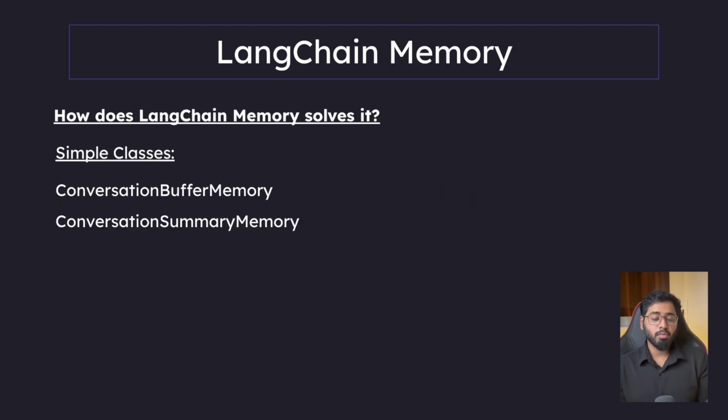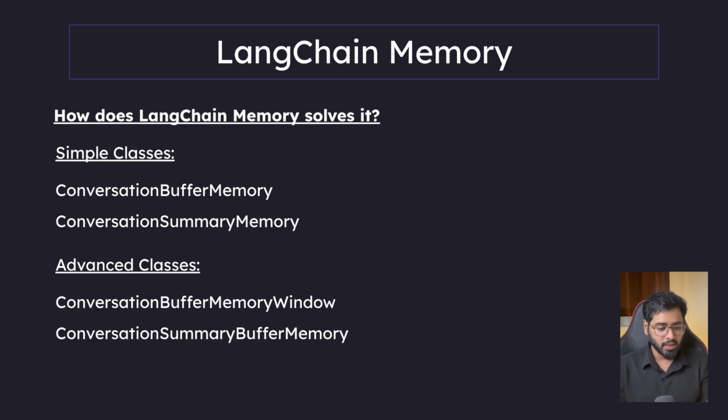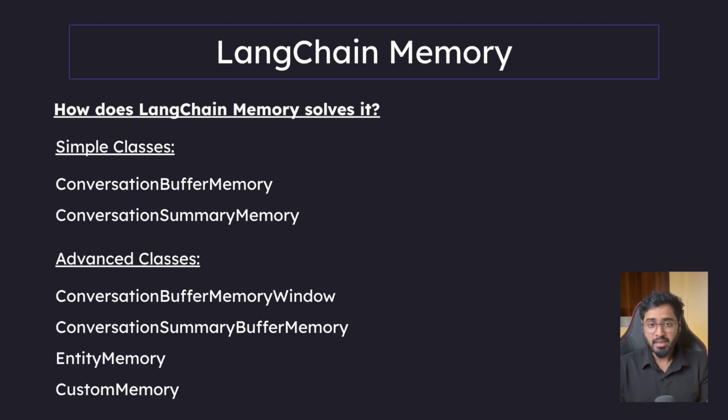So let's now look at the ways that LangChain solves it. LangChain offers a lot of easy to understand classes that you can use to manage memory in a much more efficient way. These are the simple classes that LangChain provides. The first one is conversation buffer memory, and the second one is conversation summary memory. We also have advanced classes, like conversation buffer window memory and conversation summary buffer memory. It's not just that, there are much more complicated things like entity memory and custom memory as well.